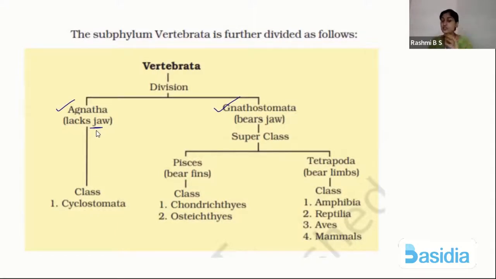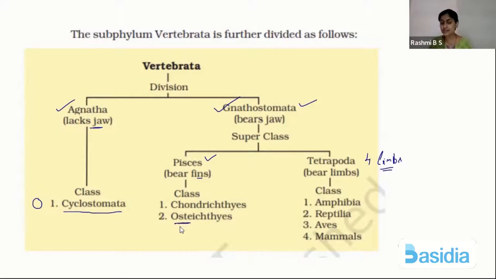Those animals which do not have jaw are in the agnatha division, and it has only one class, cyclostomata. Cyclo means ring-like, stomata means opening, a round opening of the mouth. Whereas the animals which have jaws are called gnathostomata. They can be divided into pisces, fishes which have fins, and tetrapoda. Tetra means four, poda means limbs. Tetrapoda, four limbs.